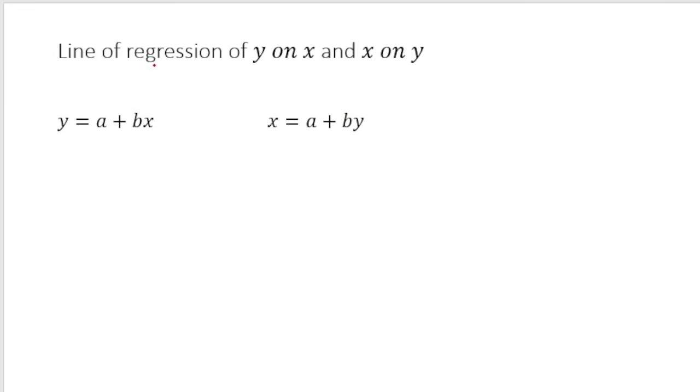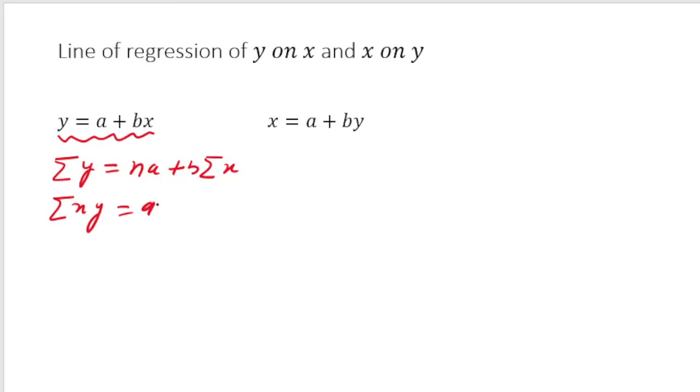Moving ahead, the lines of regression. So this is the line of regression of y on x, and this is x on y. So how do you write the normal equations? Normal equations for line of y on x is summation of y equals n into a plus b into summation of x, and then you multiply this by x and write summation of xy equals a into summation of x plus b into summation of x square. I am doing it fast so that we can summarize the video quickly.